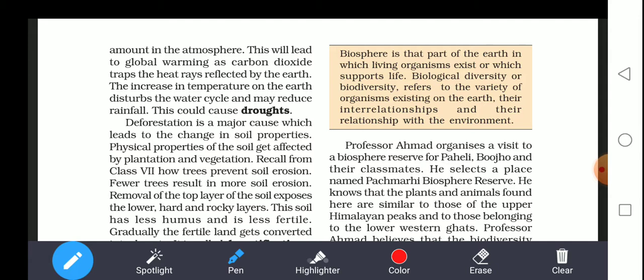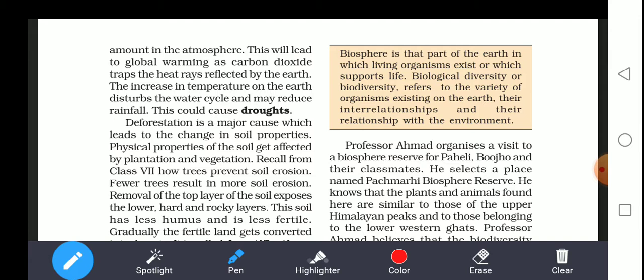In most parts of India, in most of our states, you will find certain biosphere reserves or national parks for conserving plants, wildlife and forest. The plants and animals found here are similar to those of the upper Himalayan peaks and those belonging to the lower Western Ghats. You have the Pachmarhi Biosphere Reserve, which is found in Madhya Pradesh. Whatever plants and animals are found in this biosphere reserve are similar to those found in the Western Himalayas, the upper region of the Himalayas, and the Western Ghats.